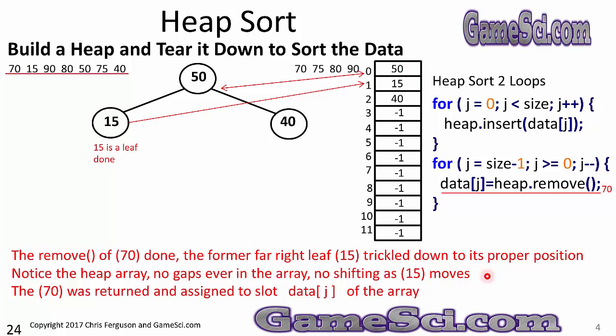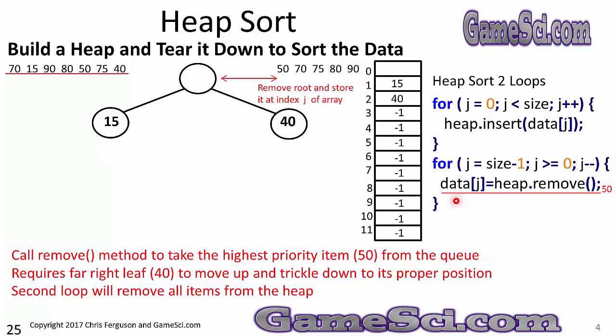Notice the heap array. No gaps ever in the array, no shifting as 15 moves down. The 70 was returned and assigned to slot data sub j of the array. As the data comes out of the array, it gets assigned to slot j and is in a sorted order. Still spinning in this loop, it's time to remove 50. Call the remove method to take the highest priority item left in the queue, 50. Requires the far right leaf 40 to move up and trickle down to its proper position.